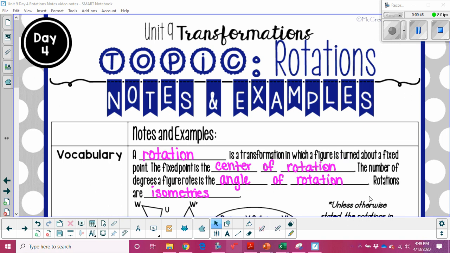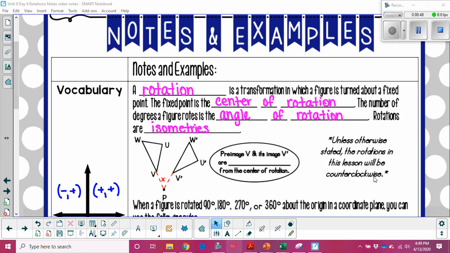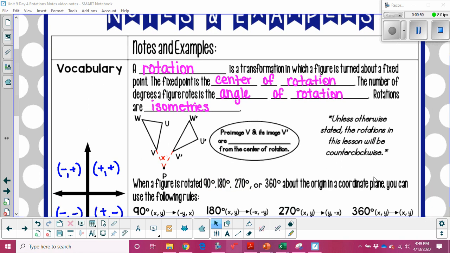Okay, so looking at this right here, triangle WUV is the pre-image, and triangle W prime U prime V prime is the image. Okay, so the pre-image V and its image V prime are equidistant from the center of rotation. They are equidistant from the center of rotation.